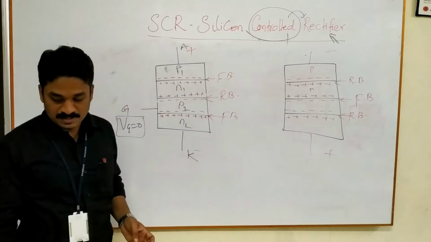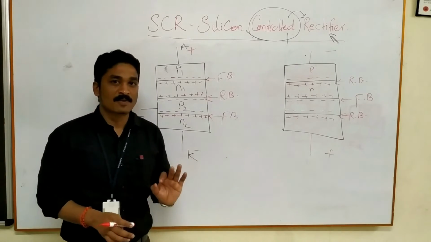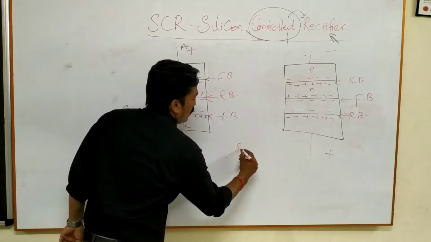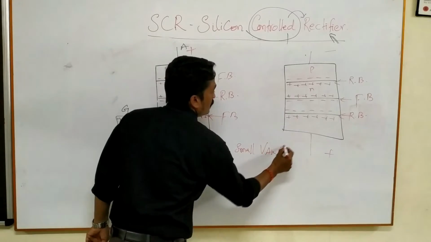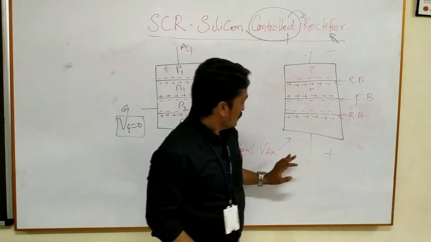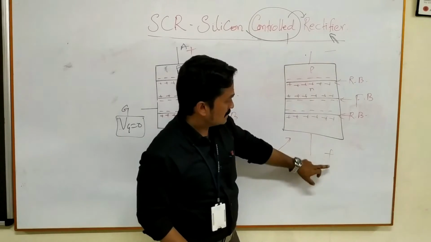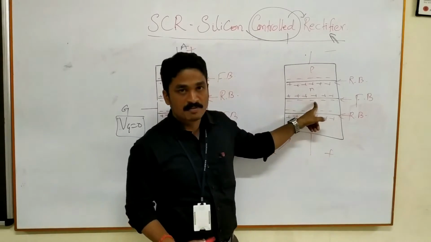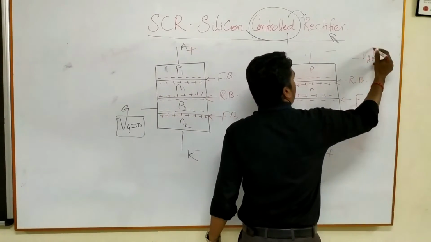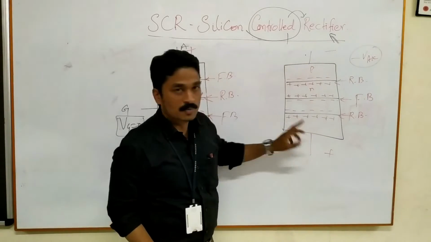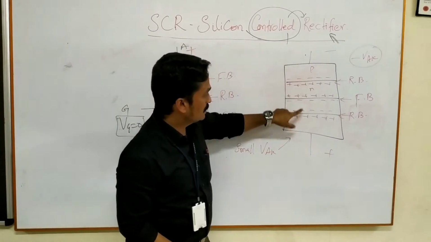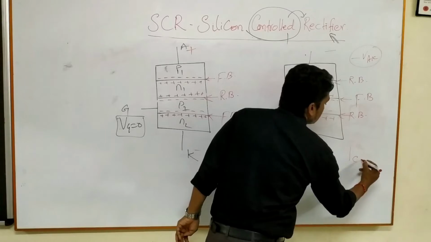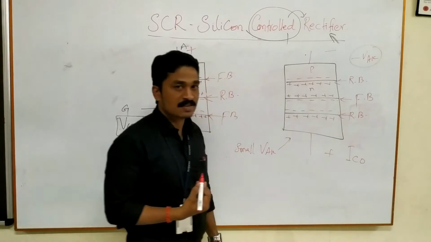Right. Here comes the important point, whether the current will flow or not. If we apply a small VAK, let us start from this one. For smaller VAK, which means minus and plus, this junction is reverse bias and this junction is reverse bias, only this junction is forward bias. So for minus VAK, the current will not flow initially, because of this reverse bias junction, there will be only a small leakage current, we call that ICO as of now.